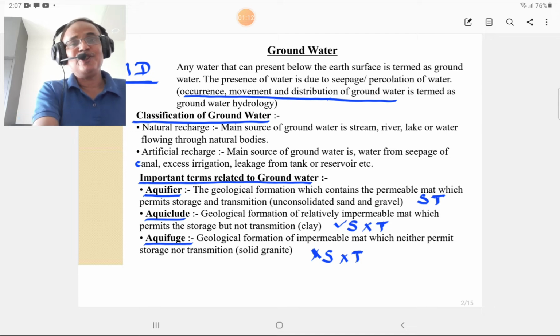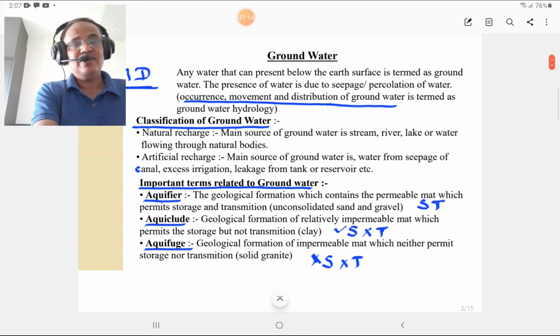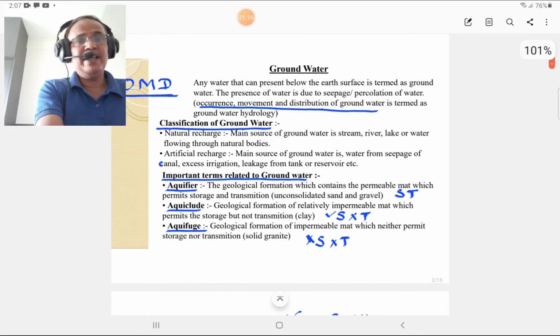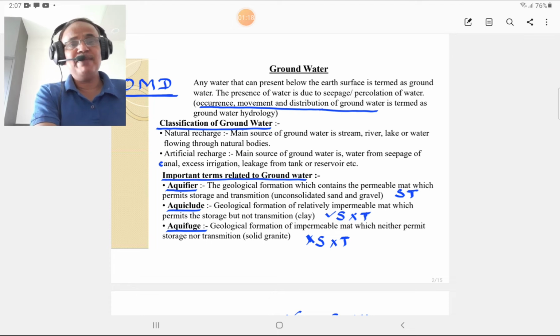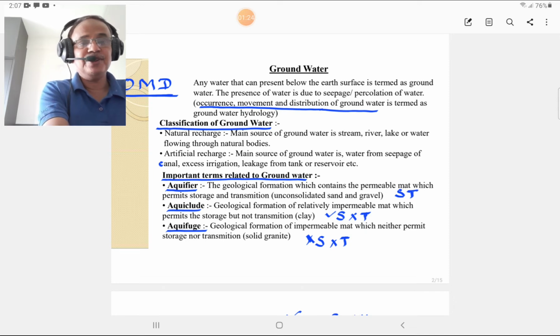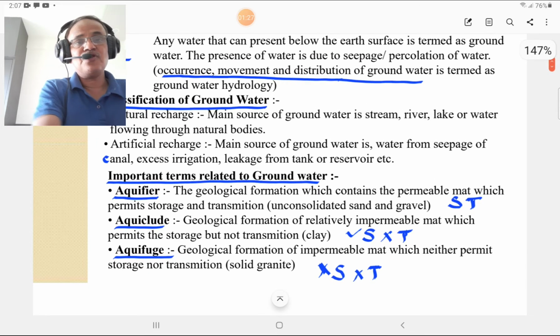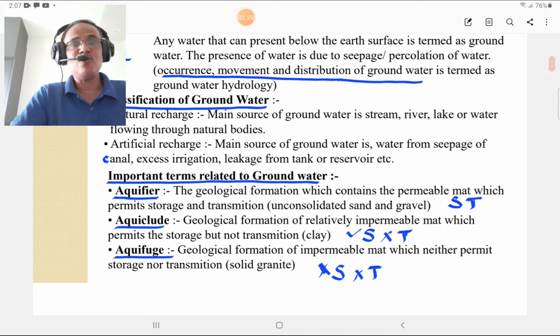And in short, occurrence, OMD, you must remember OMD. OMD means occurrence, movement and distribution of groundwater, which is termed as groundwater hydrology. That occurrence, movement and distribution of groundwater is important in groundwater hydrology.